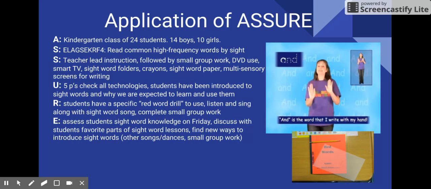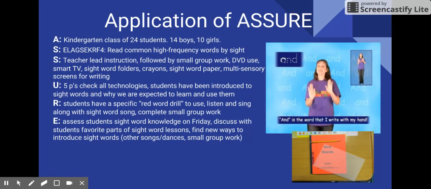Our students are required to participate in this lesson by listening to the song on the DVD, then singing along, and then they have to stand up and dance and sing along. So we listen to the song 3 times. Students then complete the red word drill, which is the Orton Gillingham drill, at their seats, where they write this sight word on their screens 3 times. And then we split up into literacy centers where they will work with other students and do small group work on sight words. And this usually involves a game.